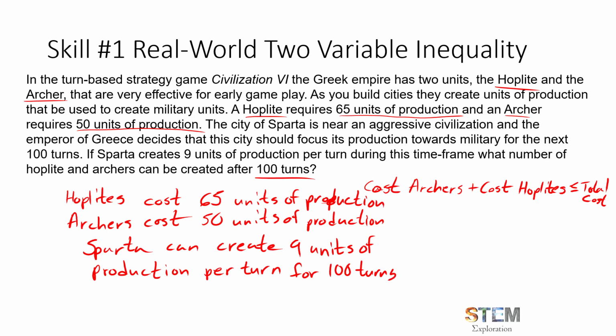And this all gives us information that we need. What I can tell you about this piece of information here is that after 100 turns, there would be a total of 900 units of production at Sparta's disposal for creating military units. And so now the question is, how many of each of these do we make?